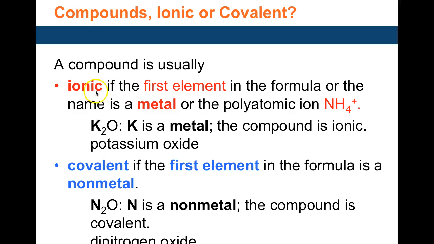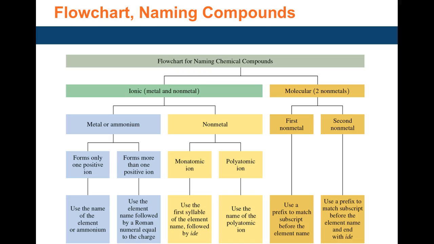If it is an ionic compound, that first element has to be a metal, or it has to be the ammonium polyatomic ion. Then it is an ionic compound. If it is covalent, then the first element has to be a non-metal. That's how you distinguish between the ionic compounds and the covalent or molecular compounds.